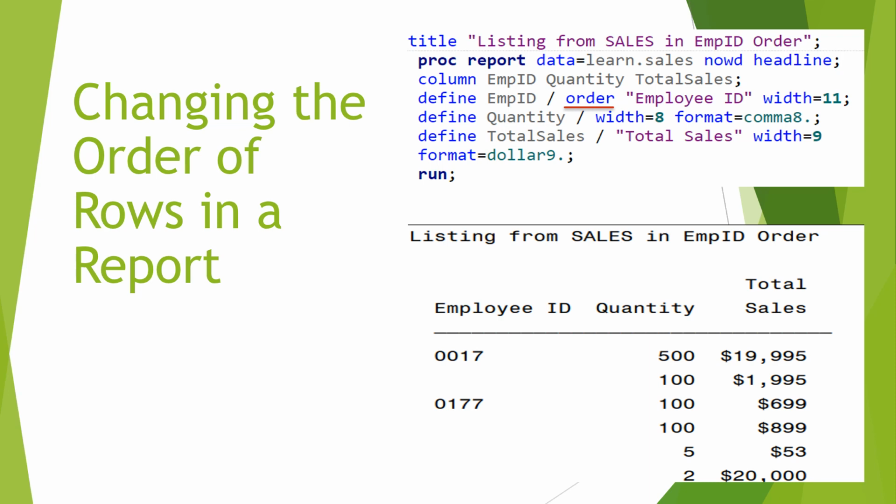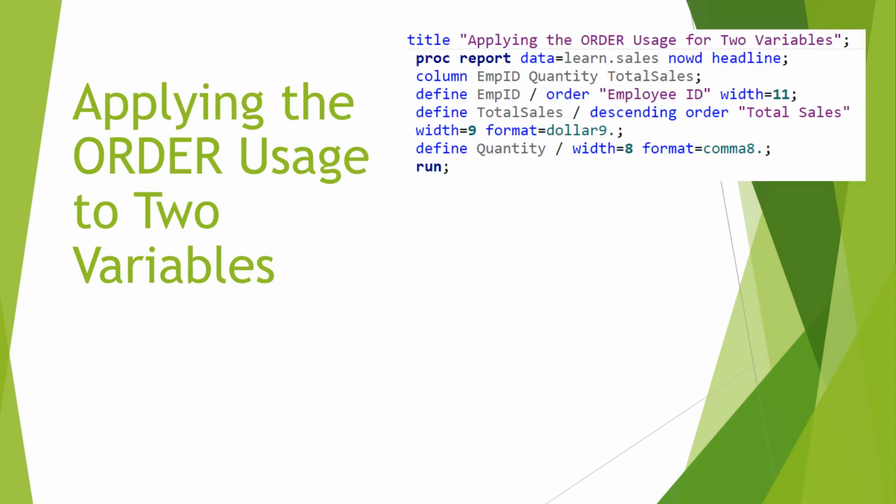You can see the employee ID, quantity, and the total sales being displayed. You can apply the order usage to several variables. For example, suppose you want the same report as the one we just produced, but you want to see the total sales for each employee in decreasing order of total sales.